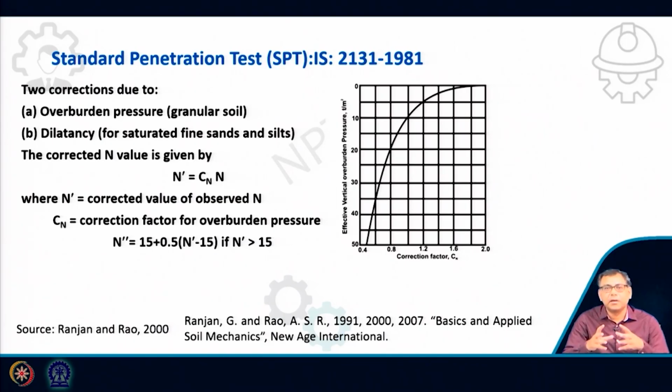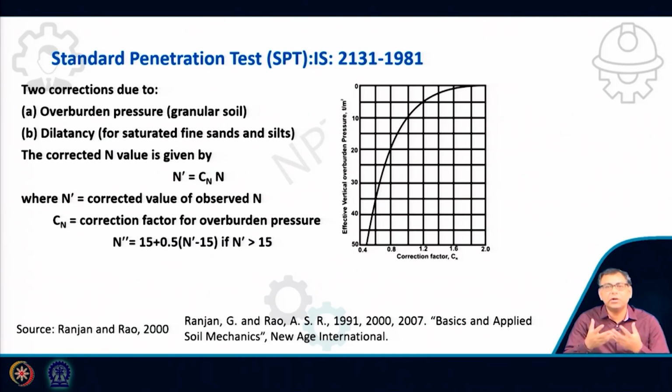If the soil expands, then negative pore pressure will generate, because you can see this dilatancy correction is for saturated fine sand and silt. So if it expands, negative pore pressure will generate. Negative pore pressure means your effective overburden pressure will increase, because effective overburden pressure is total pressure minus pore water pressure, and if pore water pressure is negative, then it will be total pressure plus pore water pressure. So the effective overburden pressure will increase.